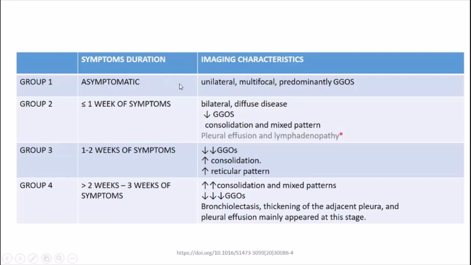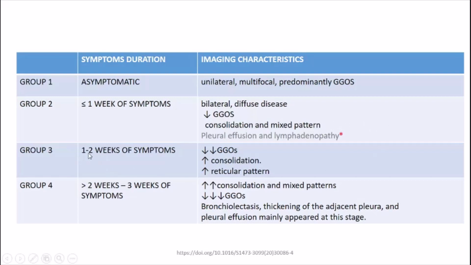So in asymptomatic patients, they found unilateral, multifocal, or predominantly ground glass opacities. And then in group 2, in less than 1 week of symptoms, you would see more bilateral diffuse disease, and the percentage of ground glass opacities would be lesser than in asymptomatic patients. You will see consolidations and mixed patterns more commonly. So ground glass is still the most common, but you will start seeing consolidations and mixed patterns.